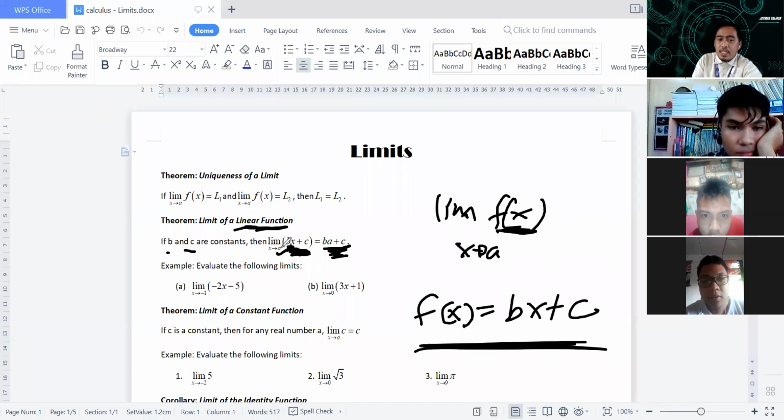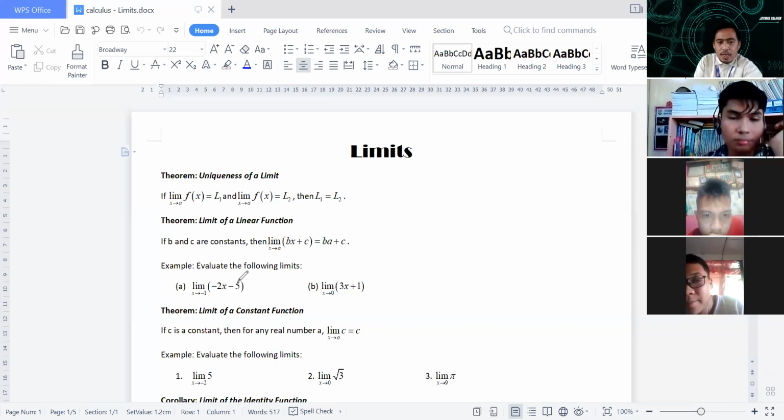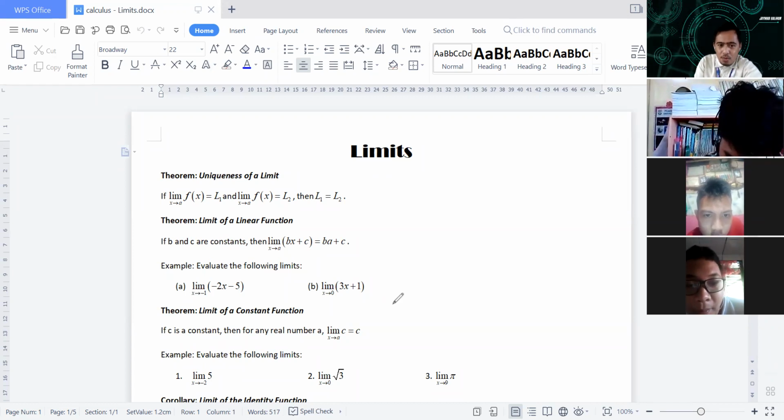In this case, if x approaches a, you can also substitute your fixed point here in your x. Okay? Let us have an example here. Letter A. If you have the limit of negative 2x minus 5 as x approaches negative 1, what will you do?